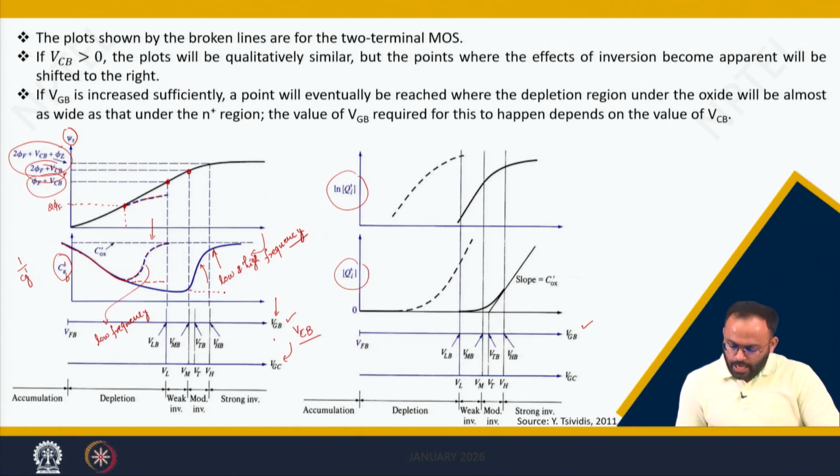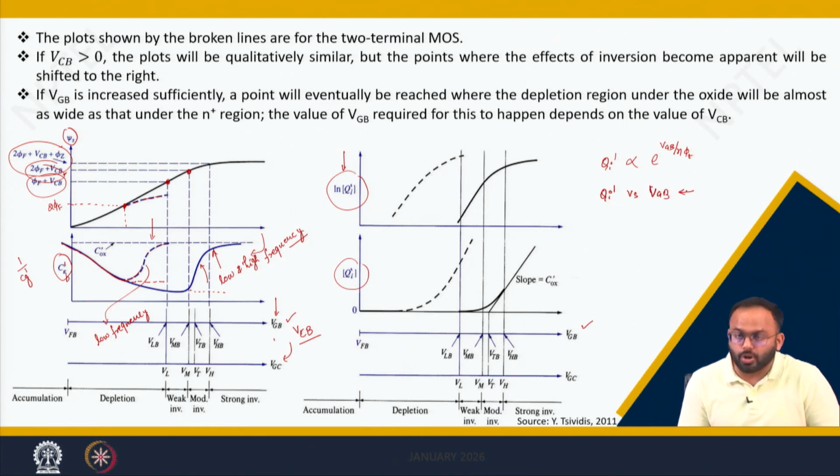Let us discuss the log of Qi dash. We also know that the log of Qi dash is very important to find out which region of operation you are in. In general, Qi dash is directly proportional to e to the power of the applied gate voltage divided by eta, or n into phi t, in weak inversion. In general, the Qi dash versus VGB graph is almost linear in strong inversion. So this is the method to identify which region of operation you are in.